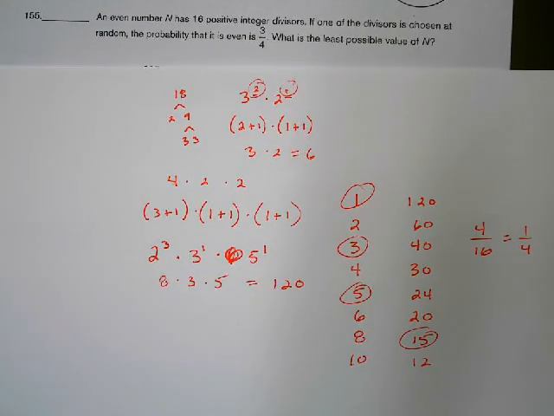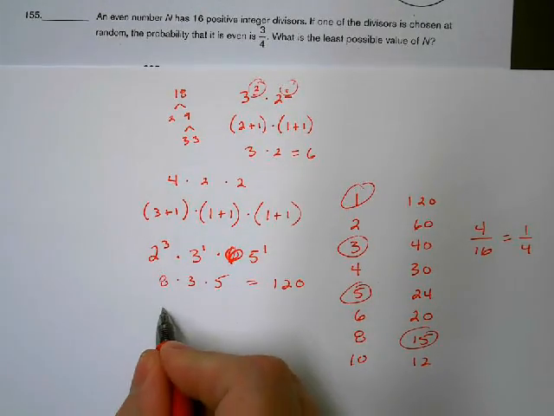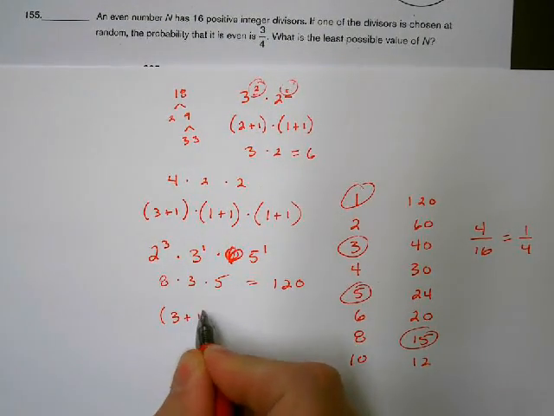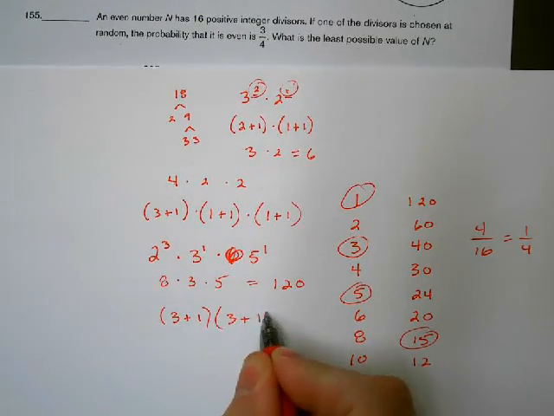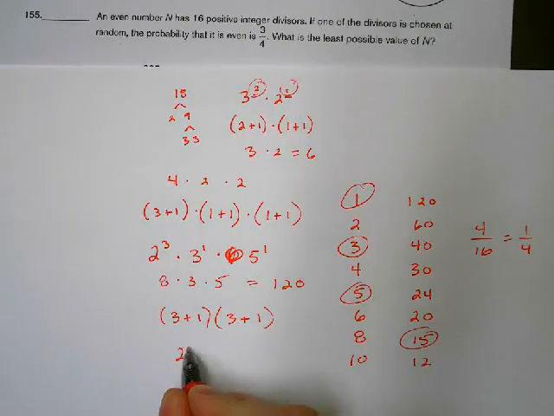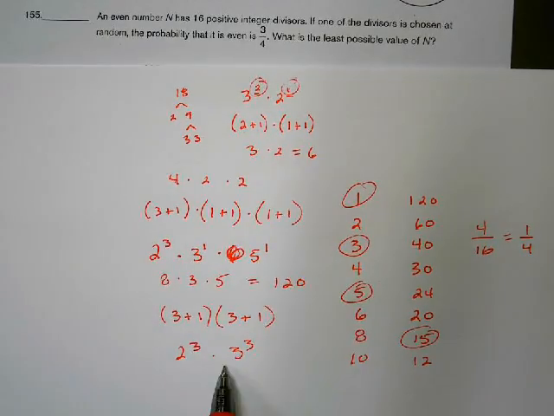Now, if that wouldn't have worked, I would have tried something else. Maybe I would have done 3 plus 1 times 3 plus 1. So maybe after this, I would have tried 2 to the third times 3 to the third and see if I would have gotten 3/4 even divisors of this one. Because I got 4 times 4 right there, right? And it turns out, I checked it out, it doesn't give you 3/4. So anyways, 120 is our smallest number.